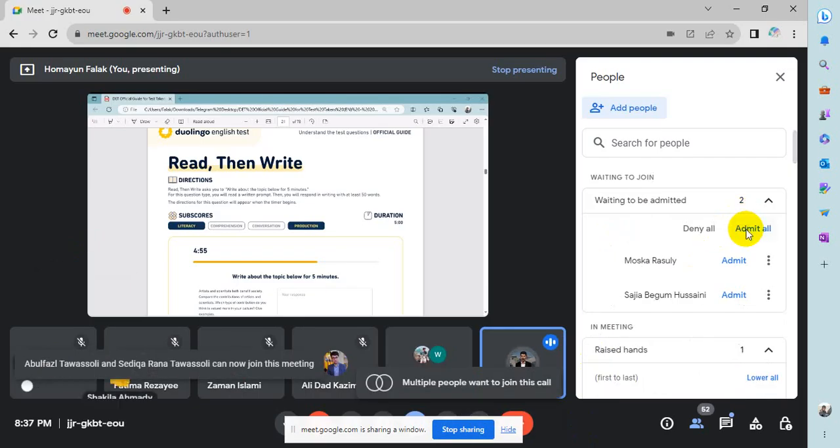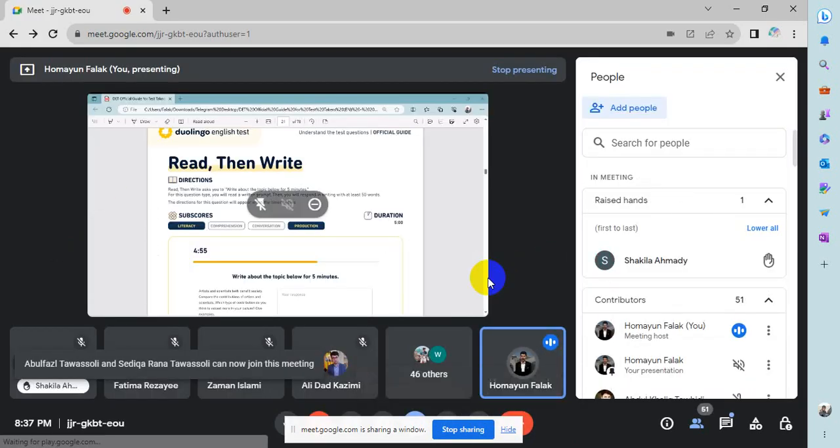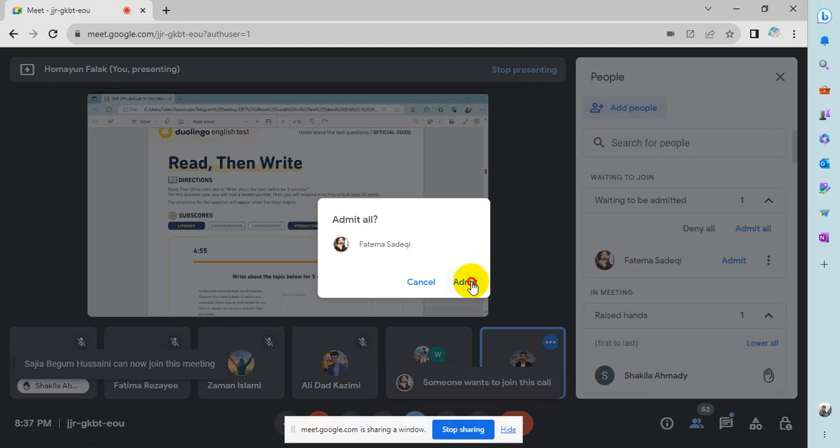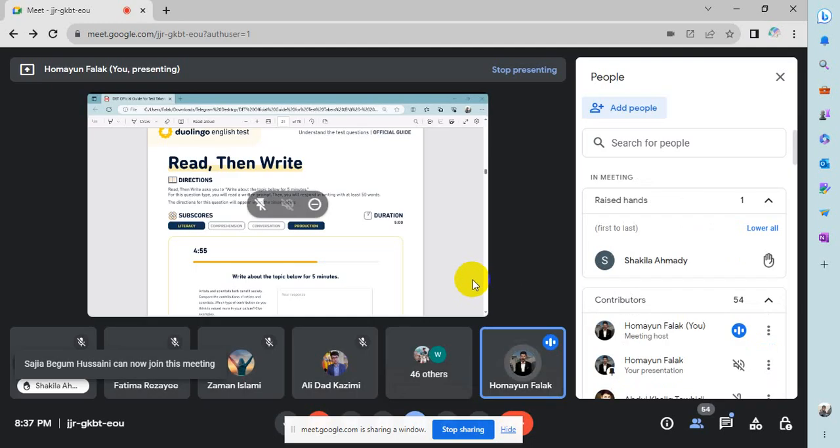Guys, particularly for this question type, they will give you a topic. They will even give you a situation, and they will ask you to write about that prompt or about that topic for 50 words at least.